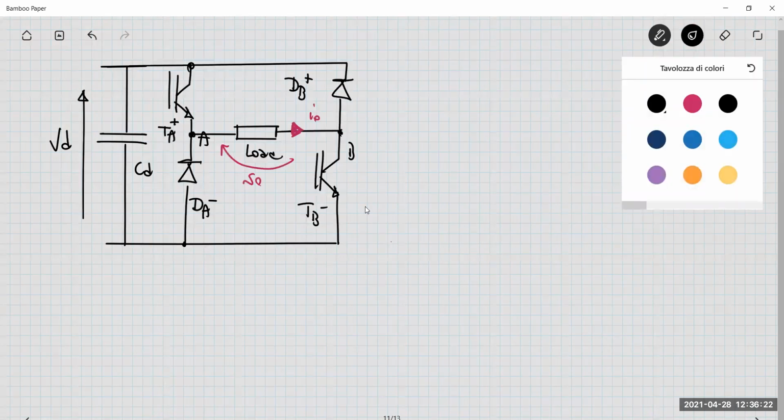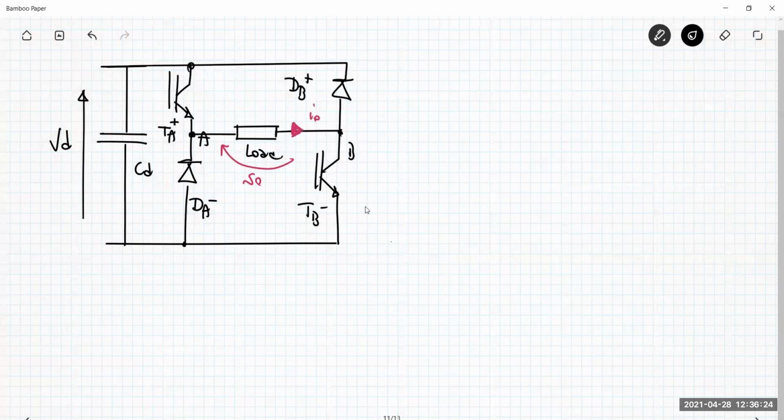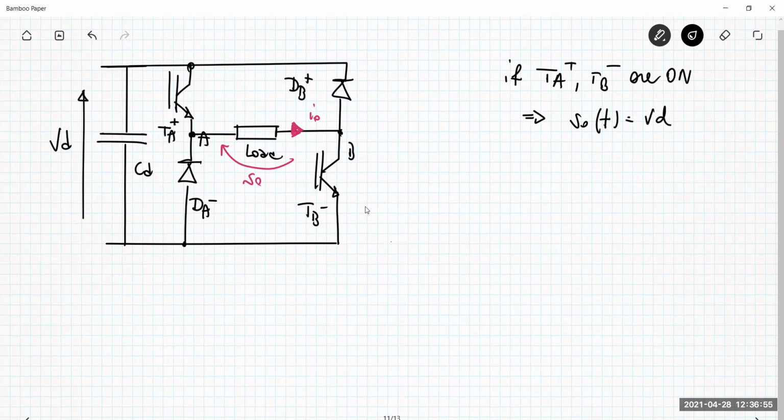So the current here can only be positive. There is no way to have a current which is negative, because there is no device that can support this negative current. The current can only be positive. What about the voltage? The voltage across the load depends on the status of the switch. For example, if TA plus and TB minus are both on, then the voltage V0 is the same as the voltage VD.